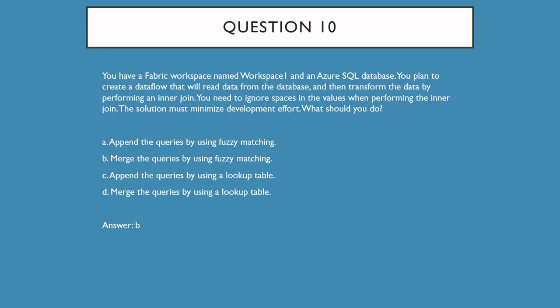Last question, question 10. You have a Fabric workspace named Workspace 1 and an Azure SQL database. You plan to create a dataflow that will read data from the database and then transform the data by performing an inner join. You need to ignore spaces in the values when performing the inner join. The solution must minimize development effort. What should you do? Append the queries by using fuzzy matching, merge the queries by using fuzzy matching, append the queries by using a lookup table, or merge the queries by using a lookup table. So the answer here is merge the queries by using fuzzy matching.